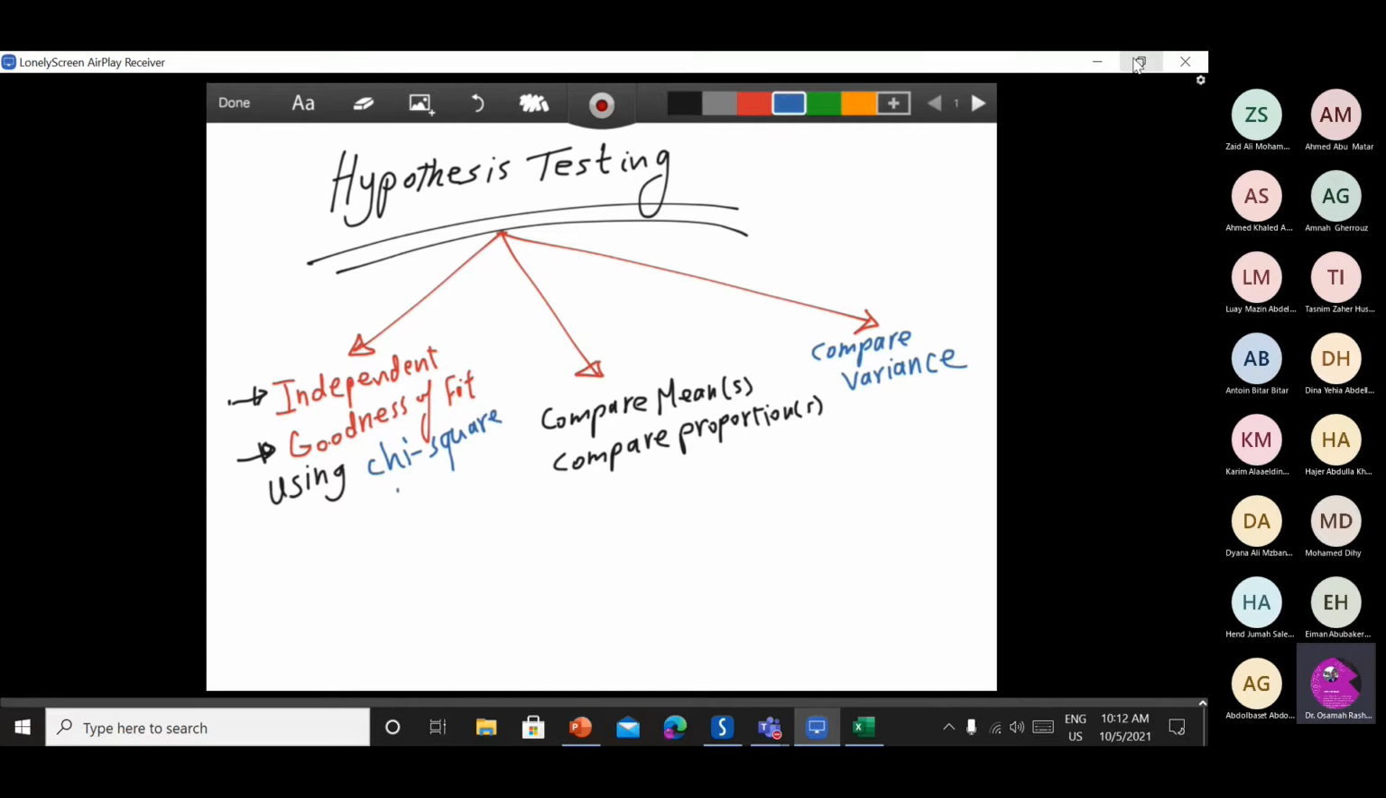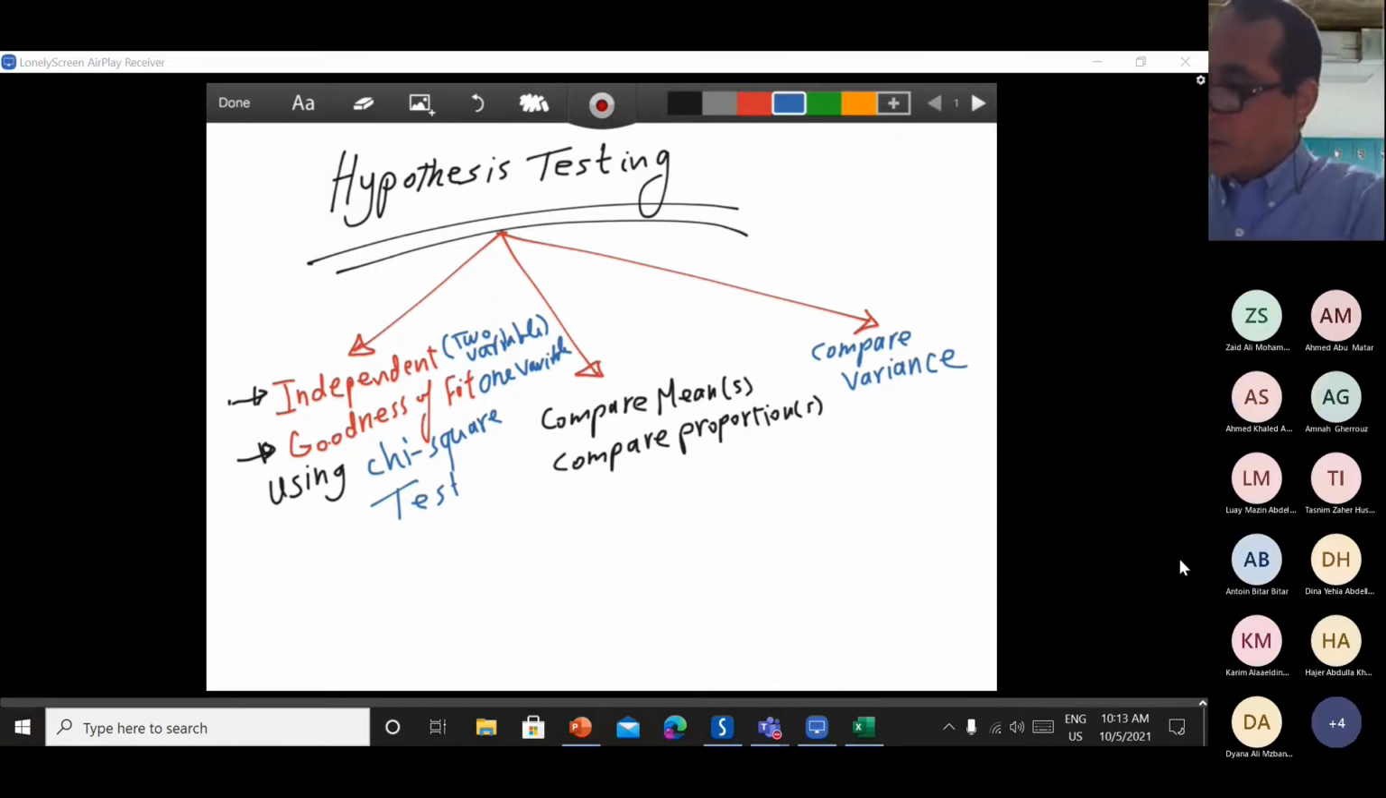Chi-square. So we're using chi-square test to do this one. Okay. Now, for independent, you're talking about two variables. For goodness of fit, you have only one variable. Okay. And must be categorical variable. What does it mean, categorical? Level of education is the categories. Primary school, middle school, high school, etc. Right? Okay.